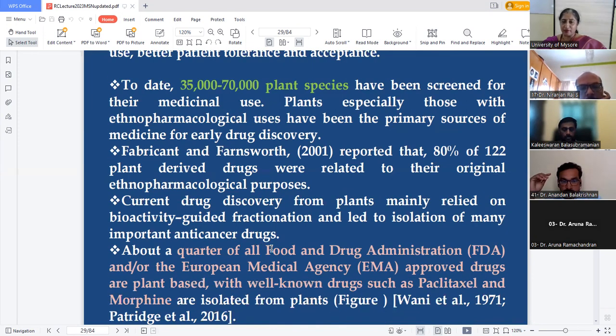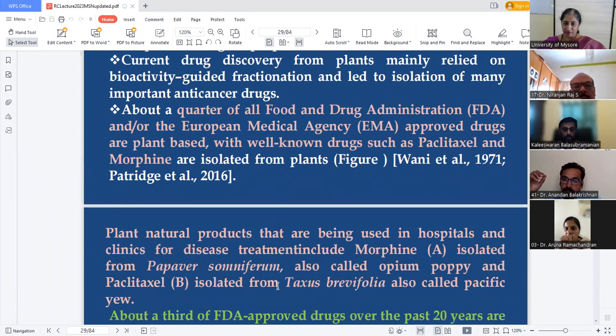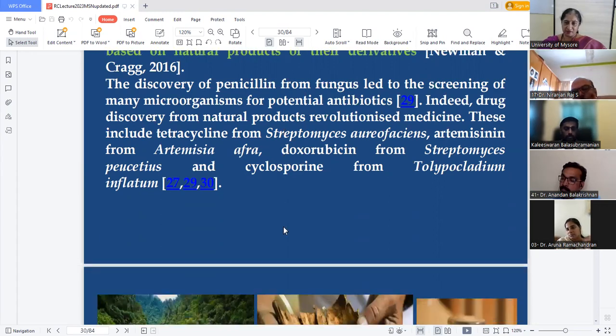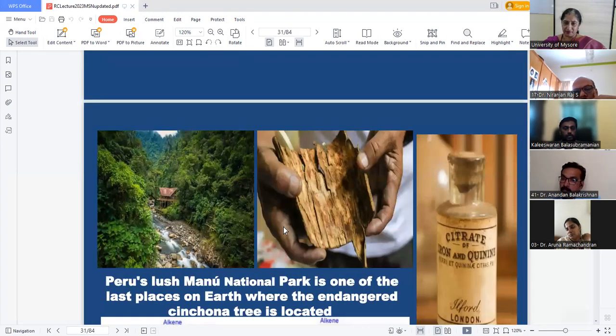And the Food and Drug Administration of the US and the European Medical Agency, EMA, approve plant-based drugs such as paclitaxel and morphine for the treatment of particular cancers and other related ailments, to relieve pain, etc. Okay, let us just remove this slide, because about a third of approved drugs in the past 20 years are based on natural products or their derivatives. So this has been updated by Craig and Ed.